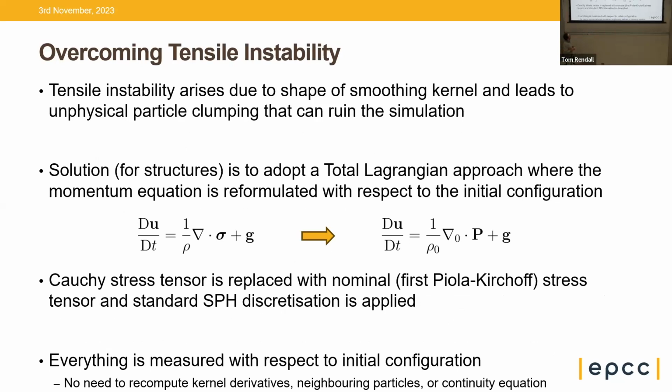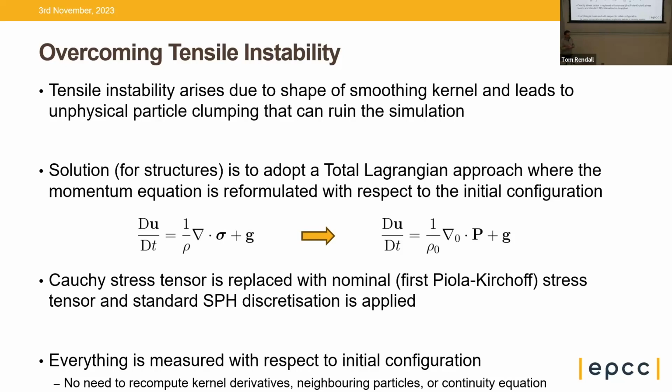Tensile instability basically happens because of the shape of the smoothing kernel. It's a problem for fluids, but it's an even bigger problem when it comes to modeling structures, and you end up with this particle clumping that can ruin the solution.